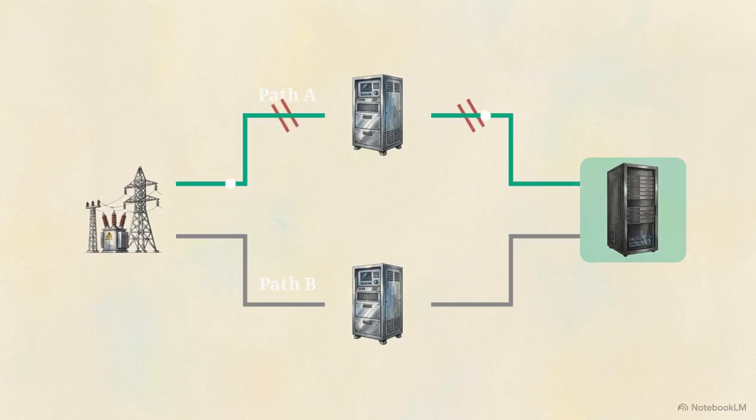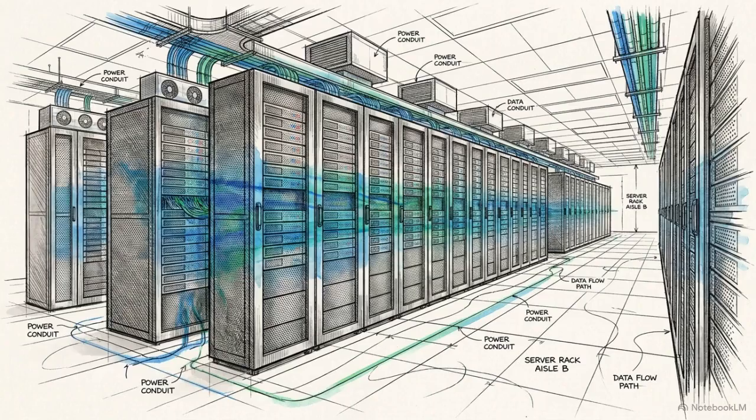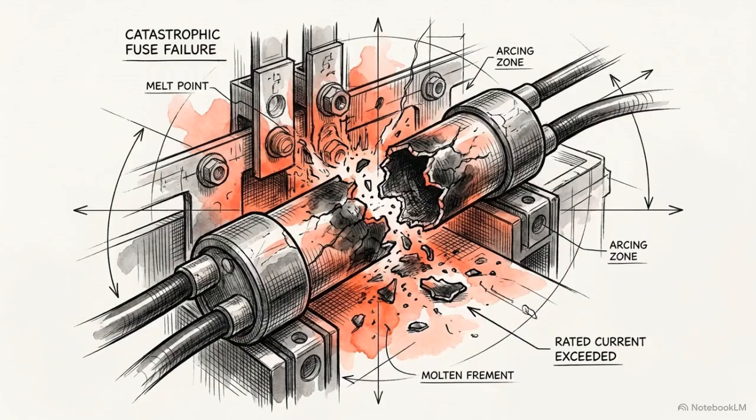The facility shifts the critical server load over to the alternate distribution path. The hardware receives continuous power without a millisecond of interruption. Tier 3 design allows a facility to operate indefinitely without any planned downtime. However, it still leaves servers critically exposed to sudden, unexpected hardware failures on the active line.